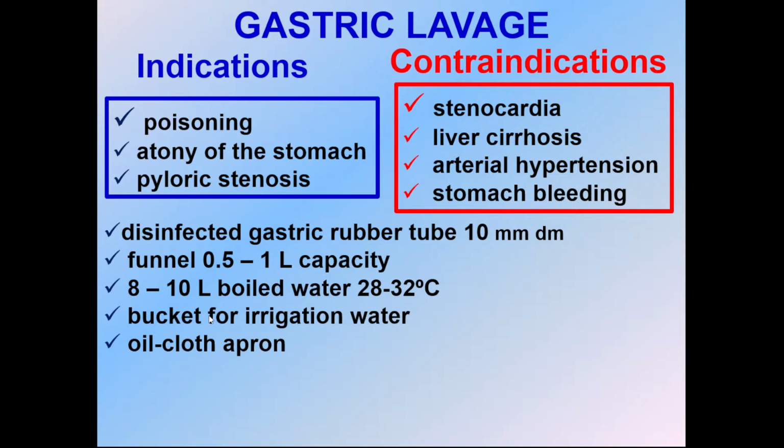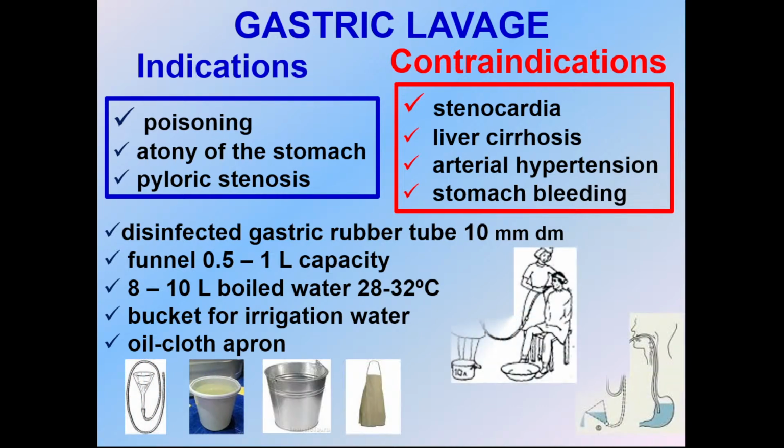We need 8 to 10 liters of boiled water, temperature slightly lower than our body temperature, because warmer water can intensify contraction of the stomach. Usually we take water at 28-32 degrees Celsius. We must take bucket for irrigation water and oilcloth apron. You see tube with funnel, one bucket with water and empty one, and oilcloth apron.